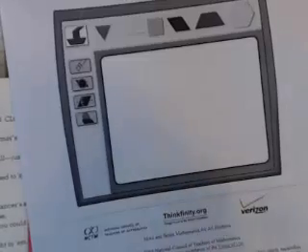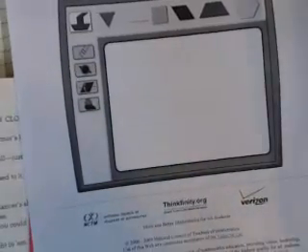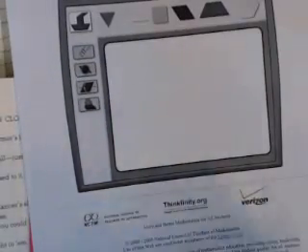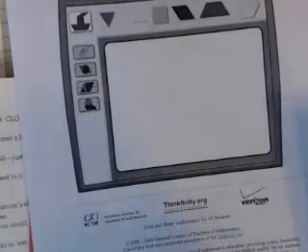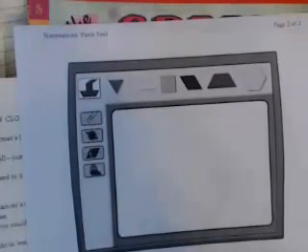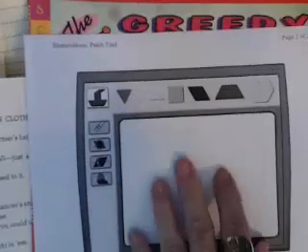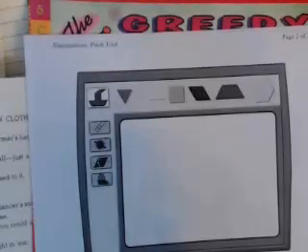Then there is Thinkfinity. It's also a National Council of Teachers of Mathematics website that is free for students to go to, and they can manipulate these shapes on the screen.